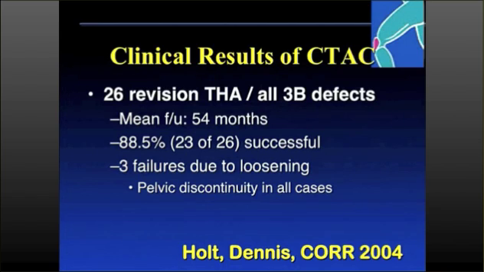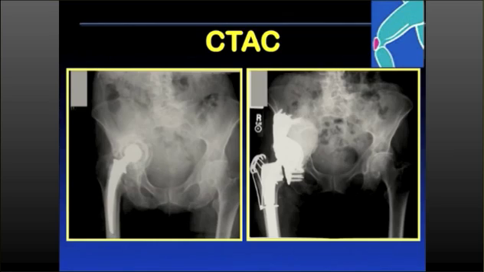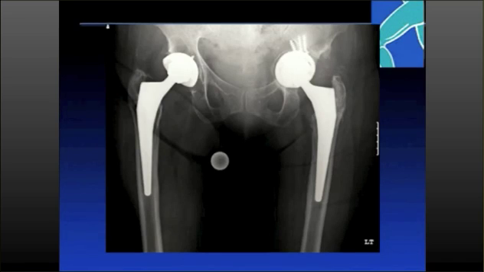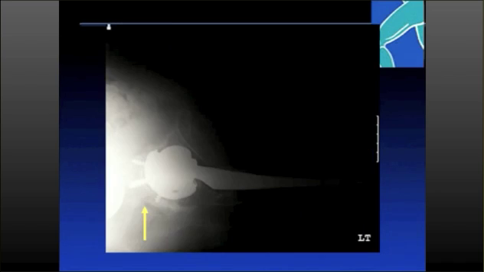The clinical results have been written about by Doug Dennis. 26 revisions with a mean follow-up of 54 months and an 88.5% success rate, and the 3 failures were in cases that all had pelvic discontinuities. And here's a picture of one of his cases with extensive bone grafting and a nice custom triflange cup that has restored the acetabulum.